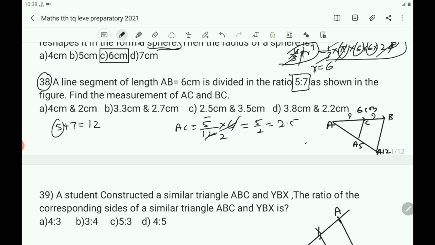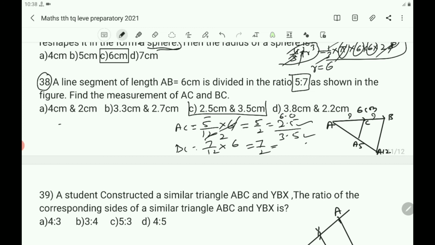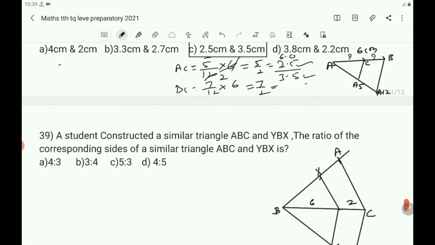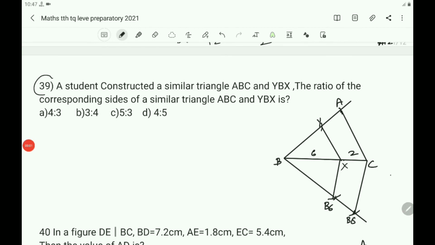Then to find the other length, you subtract it from 6. That is 6.0 minus 2.5. You will get 3.5. Or otherwise you can use the relation also. BC equals 7 by 12 into 6. Again it is 7 by 2, which is equal to 3.5. That also you can do. So here what is the answer? 2.5 and 3.5. Option C is the answer. 2.5 and 3.5.